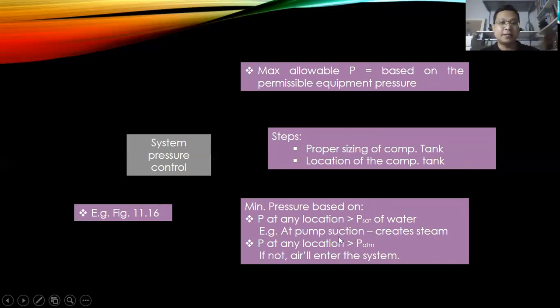The position is the pump suction. So maintain the temperature below P set saturated. And then P at any location should not be less than P atmospheric. So it means the outside will be higher and the inside of the piping will be lower.